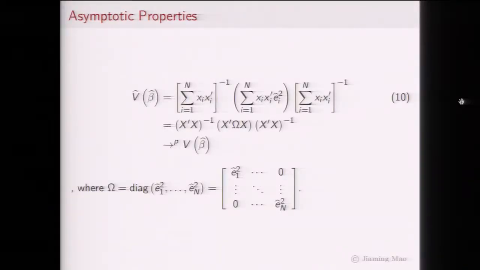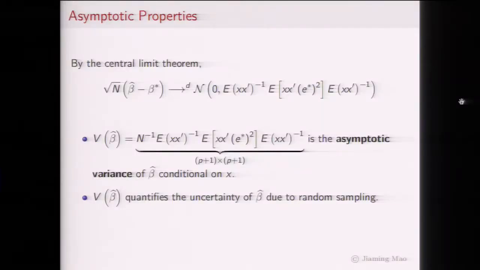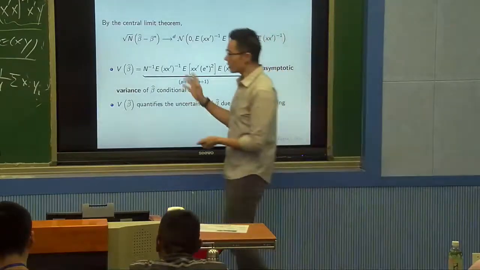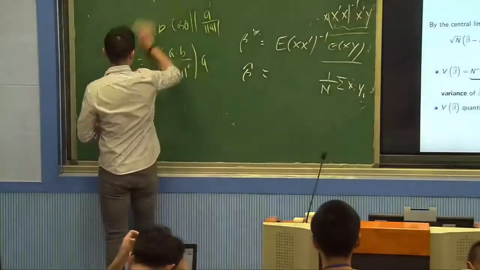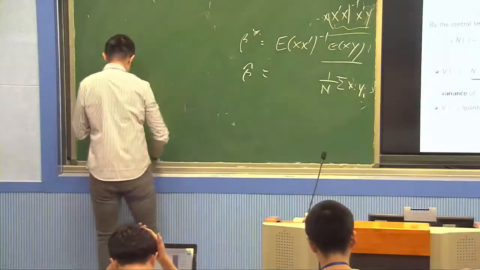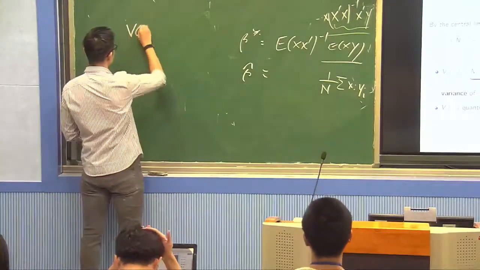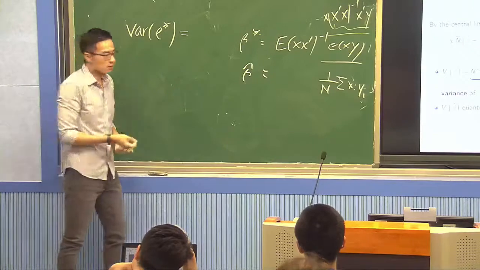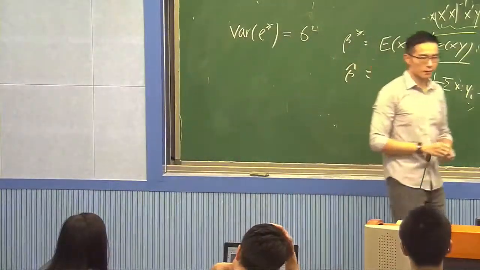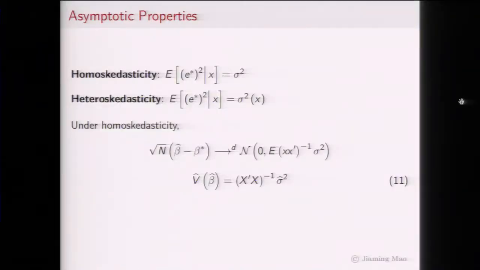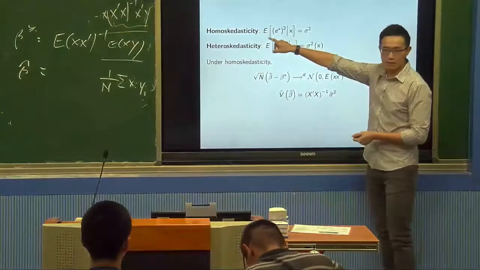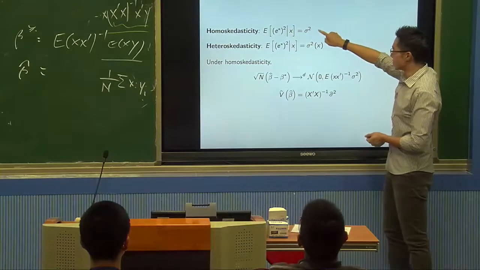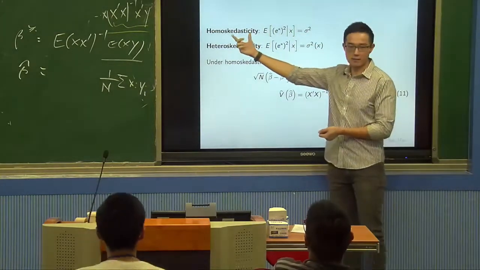Now we can simplify this, make this simpler. How to make this simpler? Well, let's make some assumptions about this e star. So far we know nothing about this e star, but if we're willing to make some assumptions, for example, I'm going to assume that the variance of this e star is a constant, sigma squared. Okay? Now if I do that, then the conditional expectation of e star squared given x, which is equal to the variance, if we assume that is a constant, sigma squared, then we call it homoscedasticity.